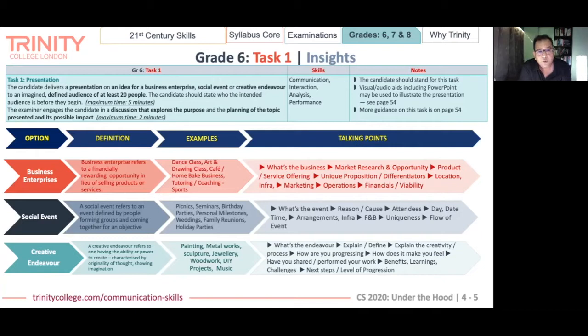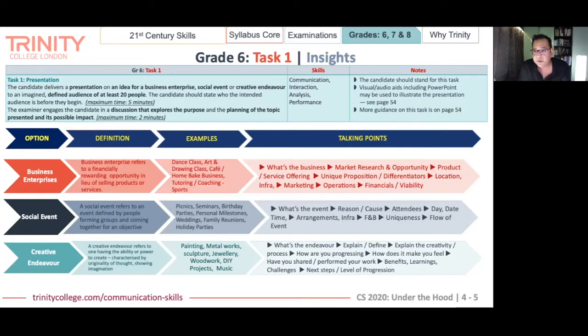But if you notice over here, there is a guidance which talks about the fact that the task should be closer in alignment to what a student's interest is. So presumably a child doing grade 6 is somewhere in the vicinity of about 12, 14, 16, 18 years old. Things that would excite them are things like dance and drawing and cafeterias, for obvious reasons, the coffee, the home baking business, tutoring, coaching, things that they can do themselves. And I've also added the talking points.